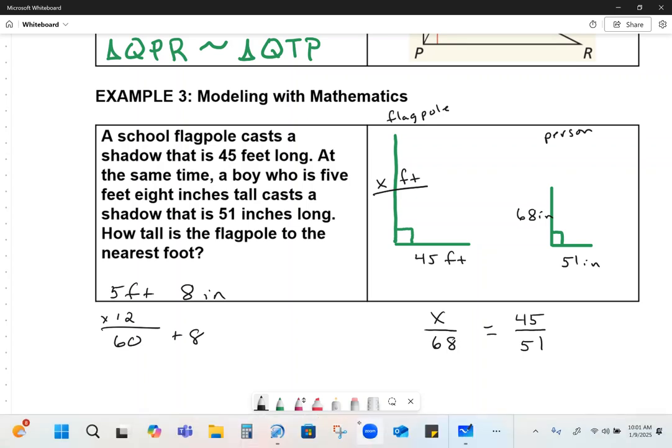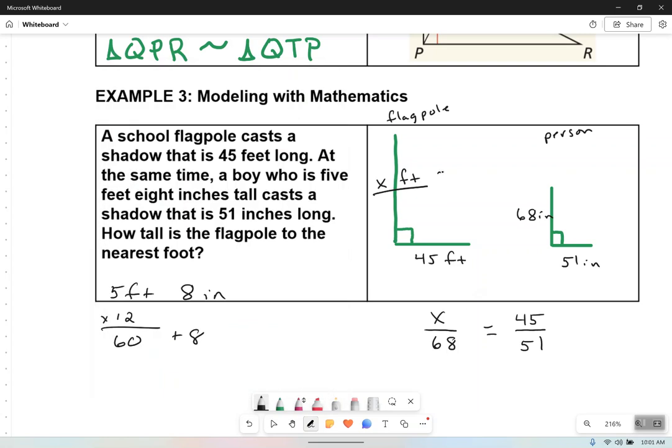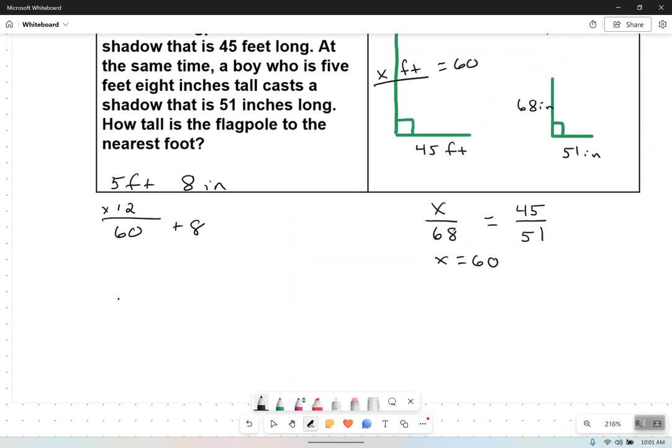So let me pull my calculator up. Guys, what times what to start? And then divide by? Okay. So to the nearest foot, how tall is that flagpole? So X would equal 60. The flagpole is 60 feet tall.